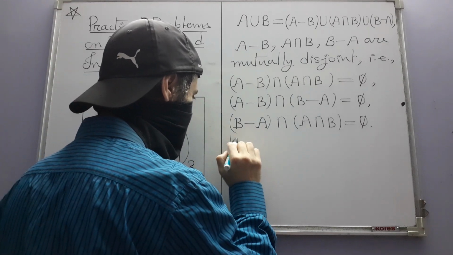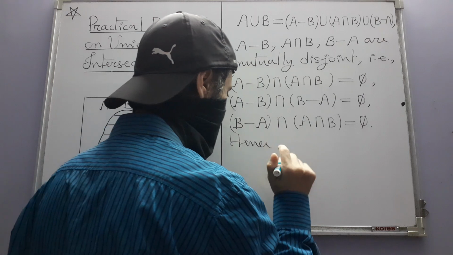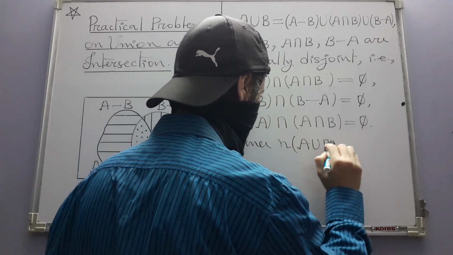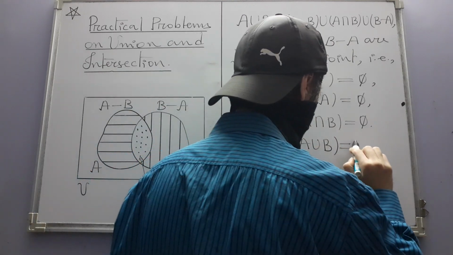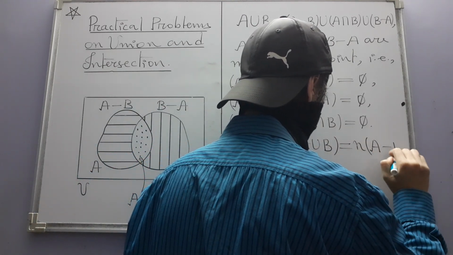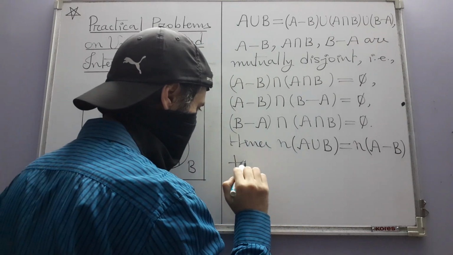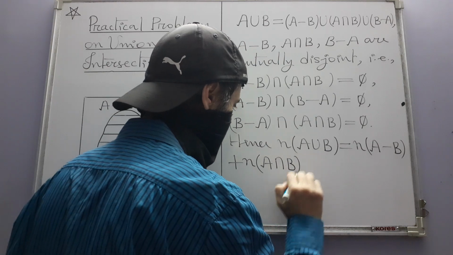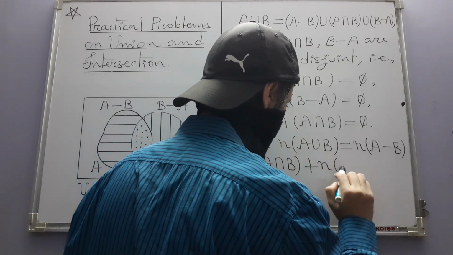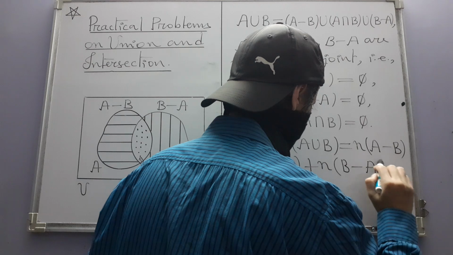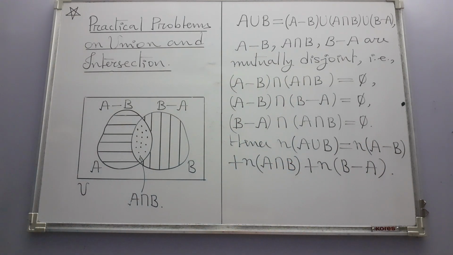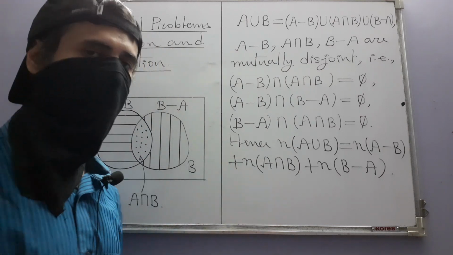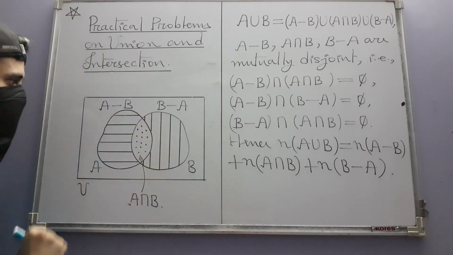That's why we write, hence, n(A union B) is equal to the number of elements in A difference B plus the number of elements in A intersection B plus the number of elements in B difference A. Okay. Now we are going to next consider a similar thing, but only for the set A.